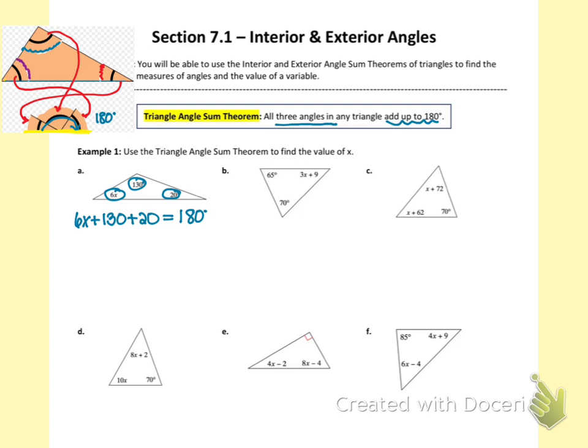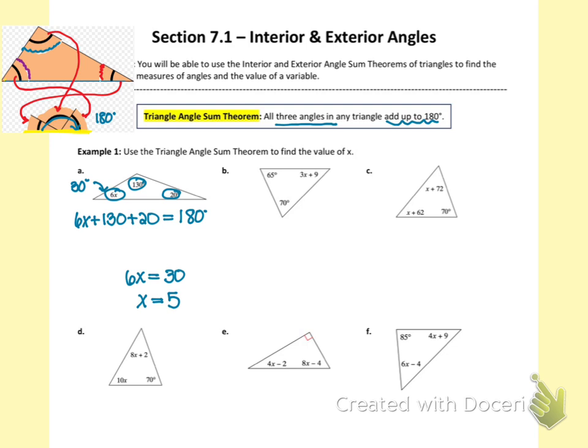Another thing I could have done is, since I already know 2 angles, 130 and 20, I could take those off of the 180 sum. If I subtract the 130 and I subtract the 20, what's left over is 30 degrees. So basically, we know that this angle right here must be 30 degrees. And if we wanted to find x, then we could say that 6x is equal to 30 degrees. Now we can see that x must be 30 divided by 6, which is 5.